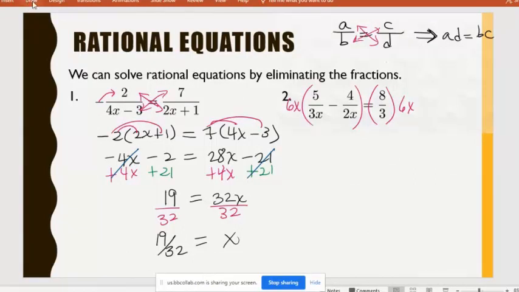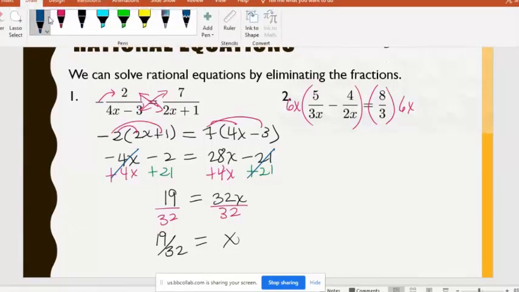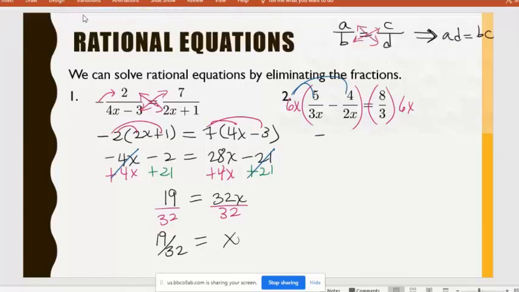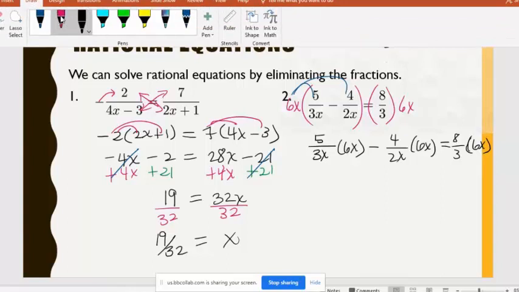And distribute on the left-hand side. So, my next step is optional, but I'm going to do it just because I think it'll make it even more clear. So it's 5 over 3x times 6x minus 4 over 2x times 6x equals 8 over 3 times 6x. Do you see now I can work with the numbers that are beside one another, so that may help make it easier to simplify.